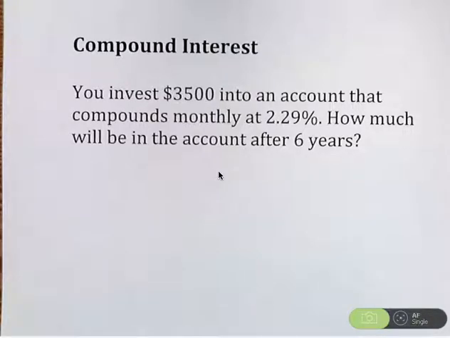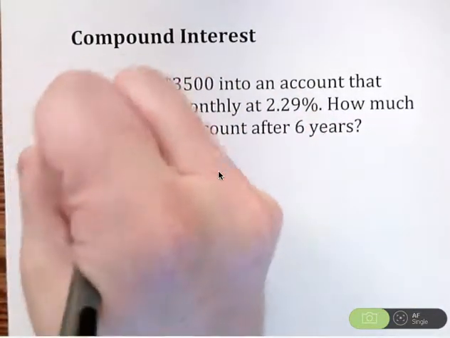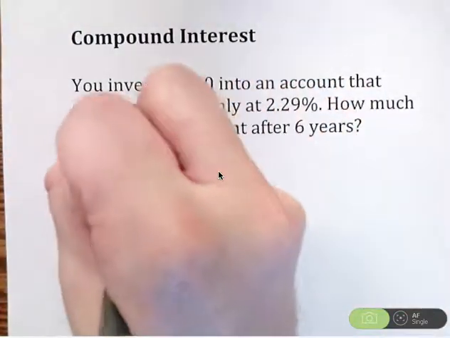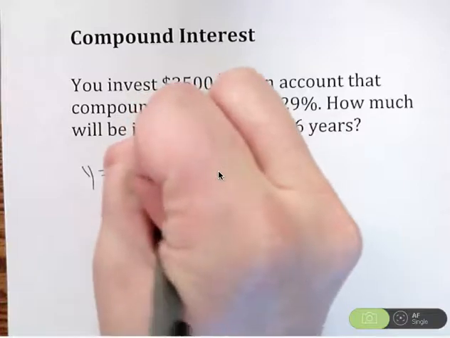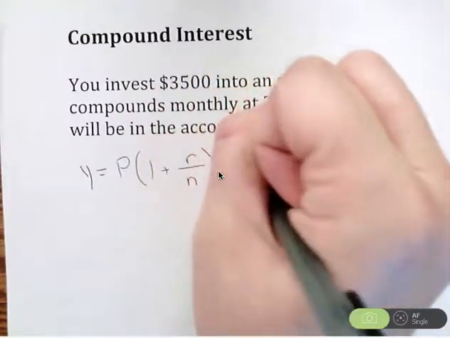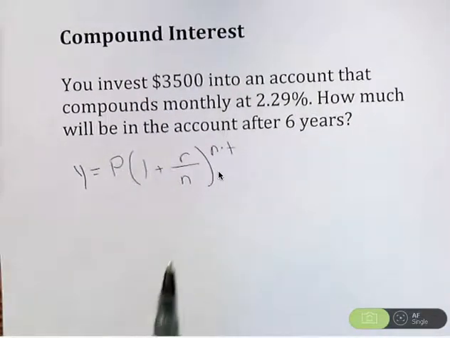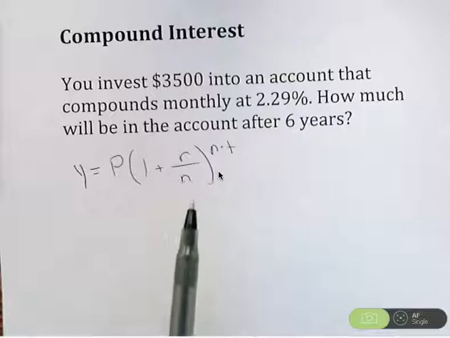All right, in this problem, I'm going to review a compound interest problem. So before I jump into it, I want to quickly review what is compound interest. The equation for compound interest is y equals P times (1 plus r divided by n) to the nt in the exponent. This is typically a formula that's given to you, especially on the ACT and stuff like that.